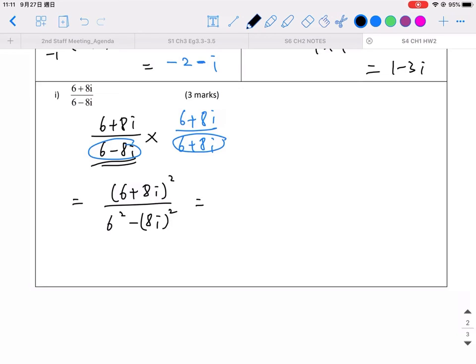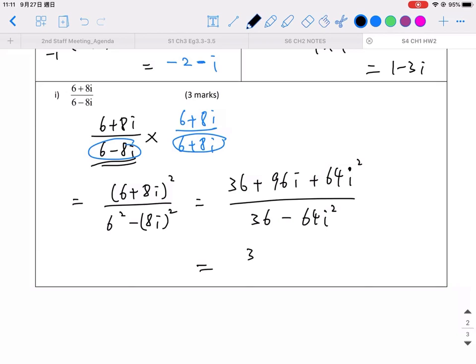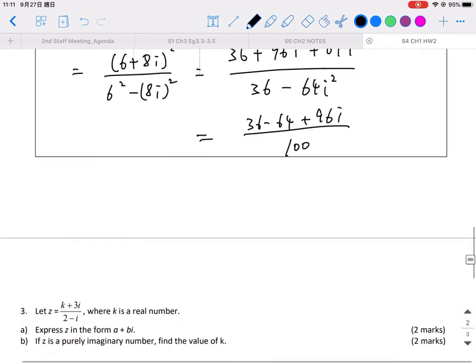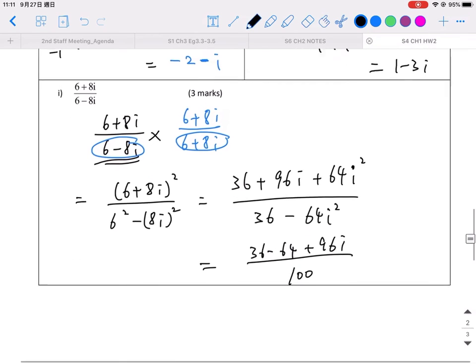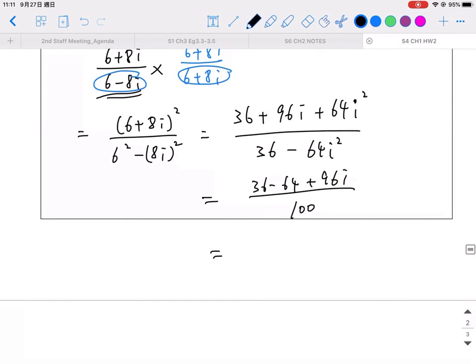So it is 36 plus 96i plus 64i squared, and for the denominator it will be 36 minus 64i squared. So the numerator should be 36 minus 64 plus 96i. For the denominator, it should be 36 plus 64, which is 100. So the final solution will become negative 28 plus 96i over 100.